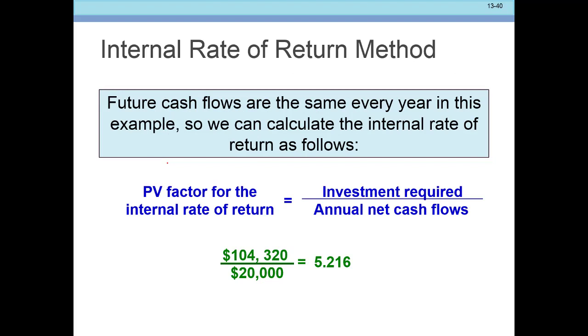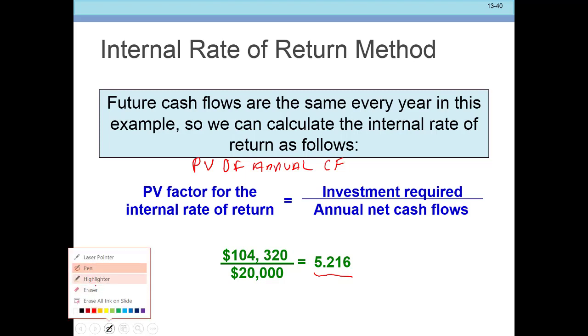Now, they set this up here where they show you how to come up with the present value factor by taking the investment required and dividing it by the annual cash flows. Okay, but I'm going to do this a little bit different. We know that the present value of the annual cash flows... I don't want to put present value next to it, though. Let me do it this way, so it makes more sense.